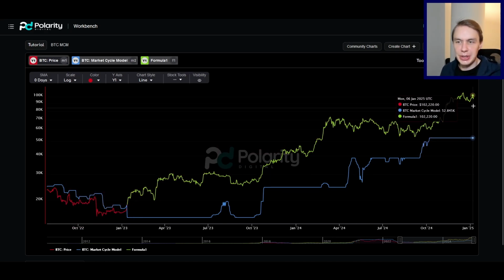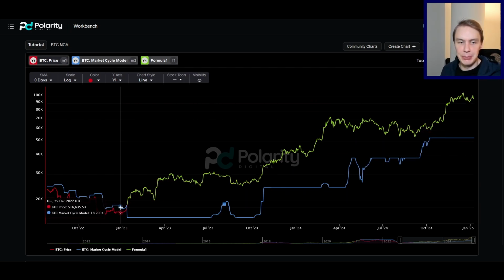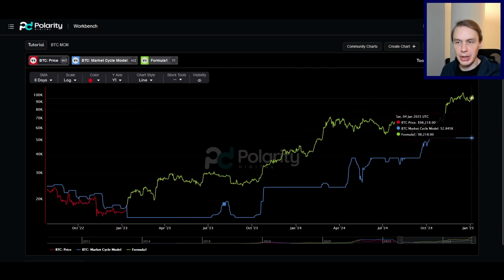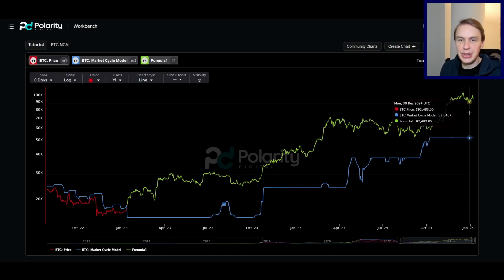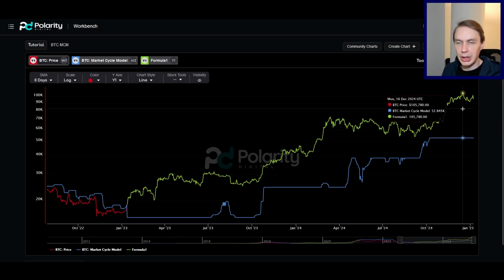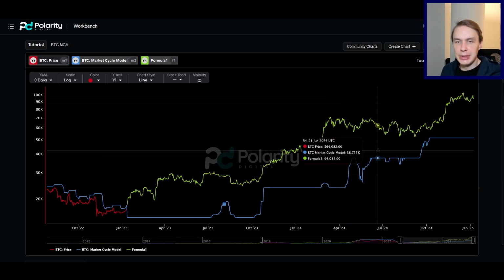And you'll notice we're still above the critical level. If price is above this blue line, that means you're in a bull market from this model's perspective. We're still well above that. So from this model's perspective, there's no reason to be bearish yet. No reason at all. Still looks like a bull market. So that's what I'm seeing with Bitcoin right now.